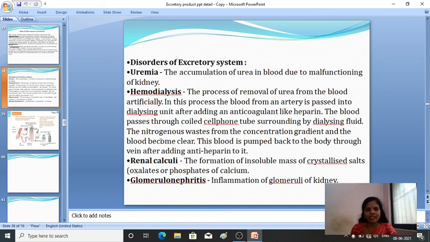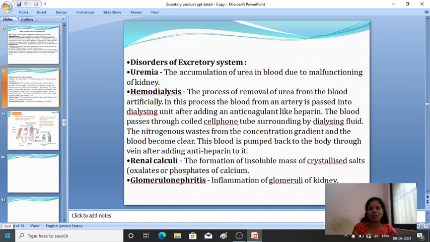Then another disorder is renal calculi, which is mainly due to the formation of insoluble mass of crystallized salts. We have heard of kidney stones. One of the most common is renal calculi, which is mainly formed by the formation of insoluble mass of crystallized salts. Then another one is glomerulonephritis. Here it is mainly caused due to the inflammation of glomeruli of the kidney. Fine.